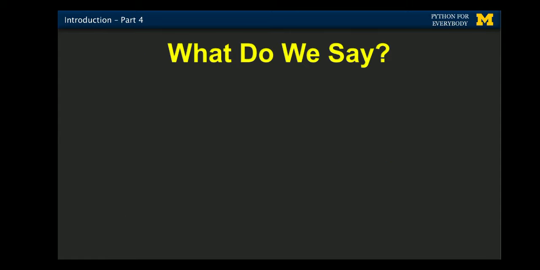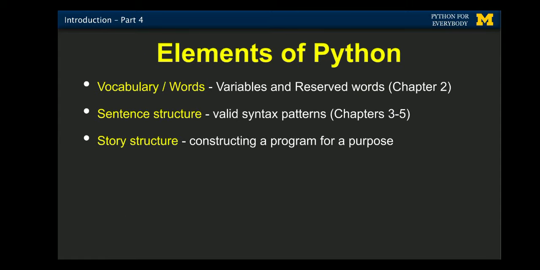So what do we say? The elements of Python: vocabulary and words, variables and reserved words, which we are going to discuss in chapter 2. Sentence structure, the valid syntax patterns, which we are going to discuss from chapter 3 to 5. And story structure, constructing a program for a purpose.